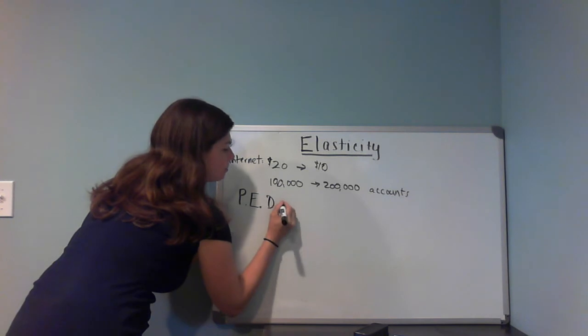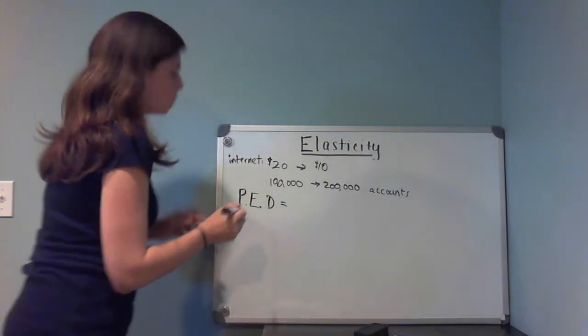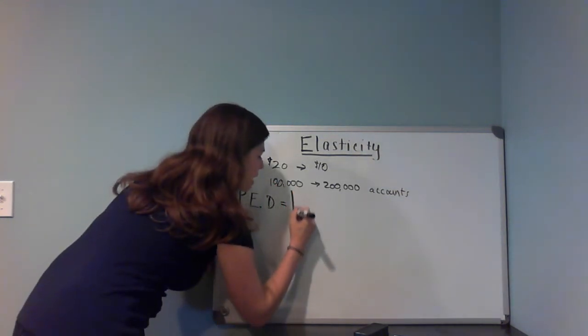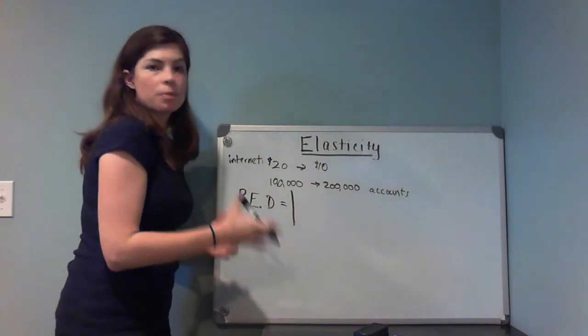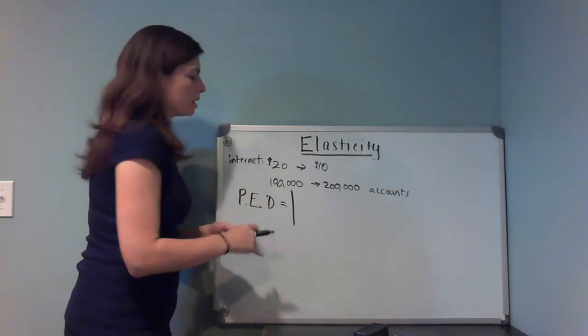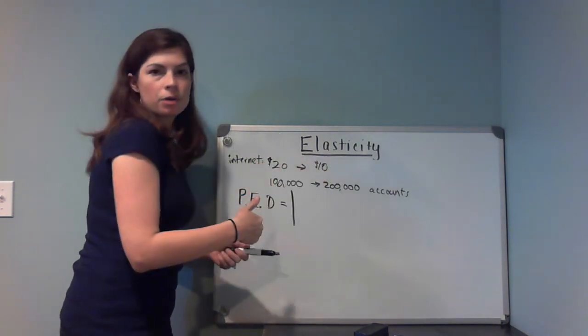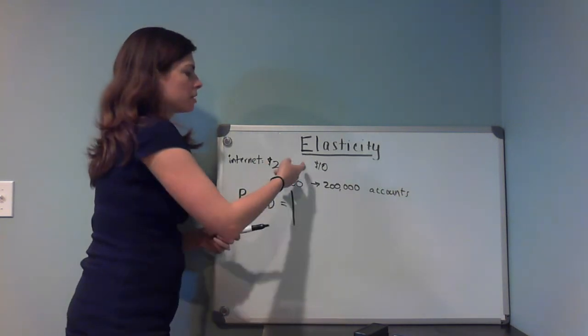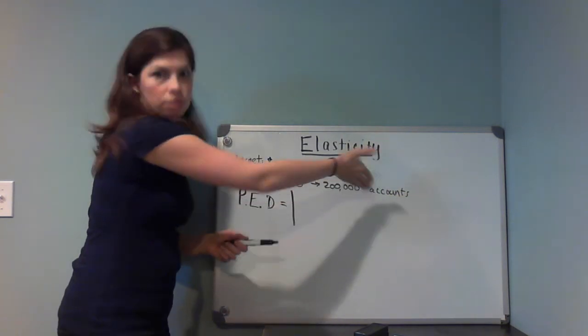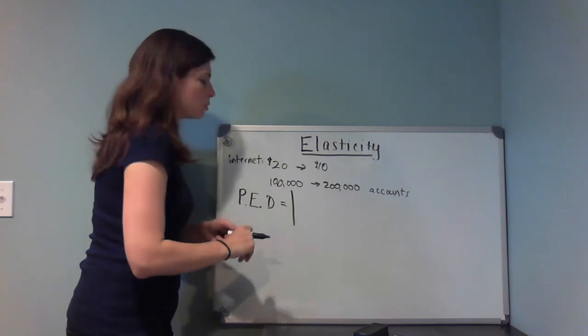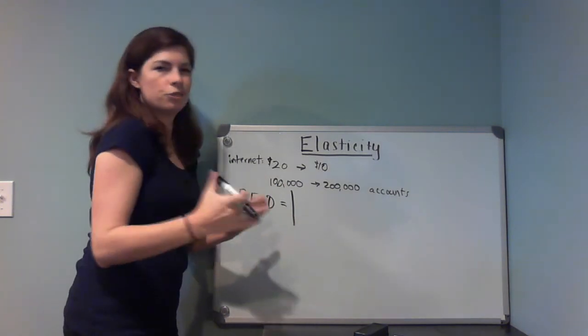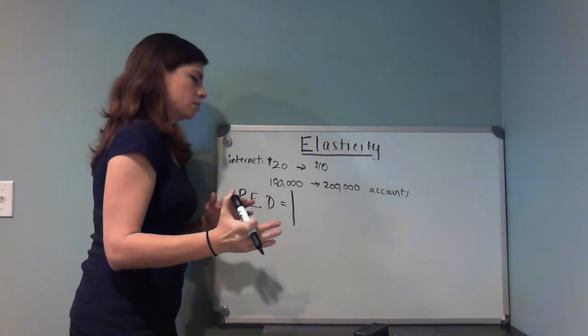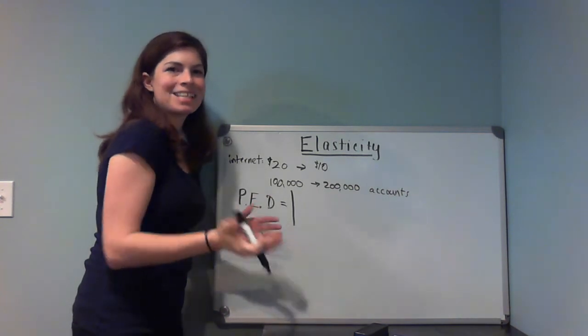All right, and the way we calculate this, or the basic way, it's going to be an absolute value. Usually the number is always going to be negative because it's inverse. So if one goes up, the other one goes down. If the price goes down, the quantity goes up. So it will always be negative.